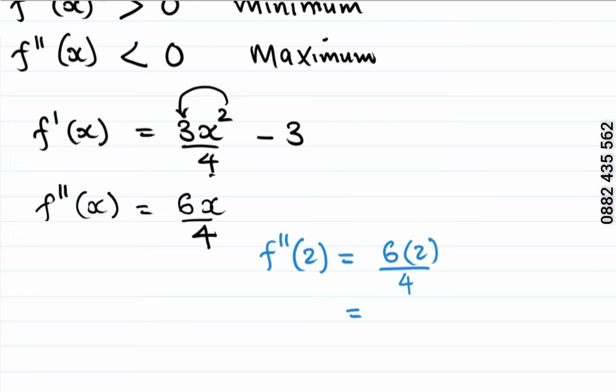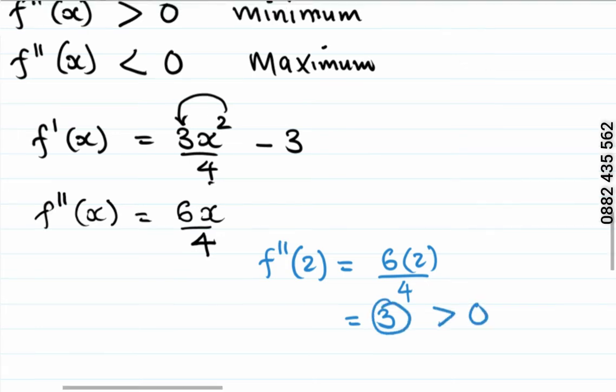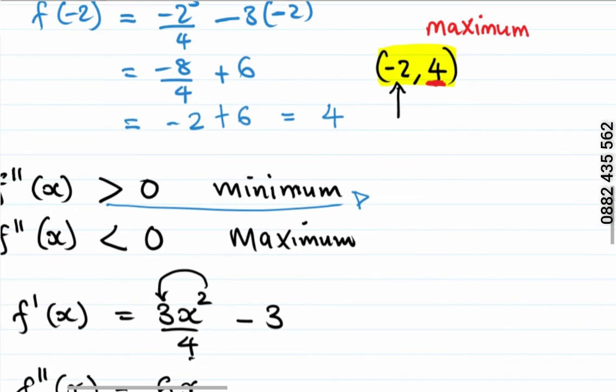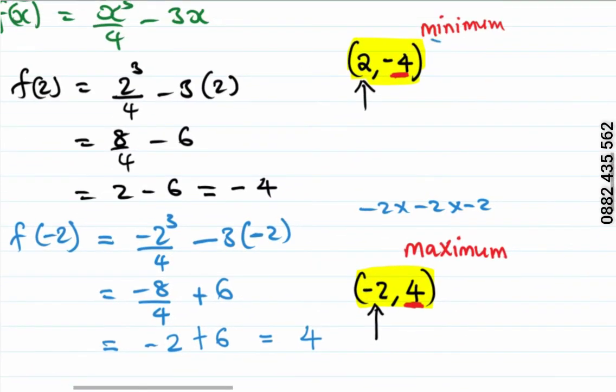6 times 2, that's 12. 12 divided by 4, the answer is 3. And then you can see this 3 is greater than 0. So when it is greater than 0, that critical point where you take x is a minimum.